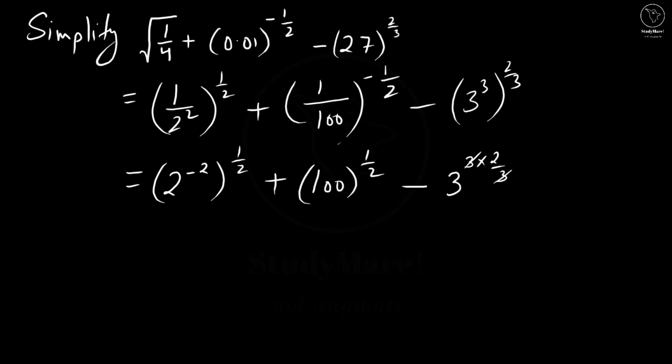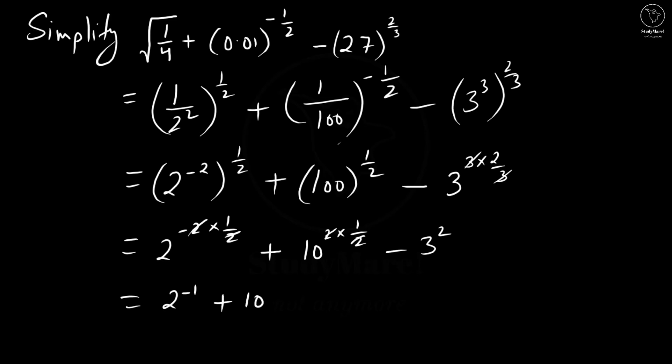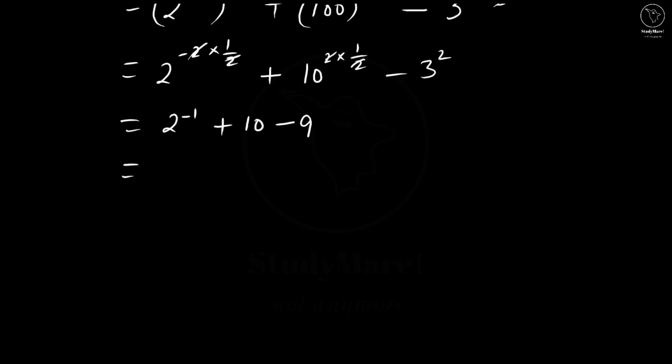In the next step, we get 2 to the power minus 2 into 1 by 2 plus 10 to the power 2 into 1 by 2 minus 3 to the power 2 by using the laws of exponents. In the first term, 2 cancels out 2. Same way, 2 cancels 2 in the second term also. Thus, we get 2 to the power minus 1 plus 10 minus 9, which equals 1 by 2 plus 1. Solving it further, we get LCM 2, and 1 plus 2 is equal to 3 by 2, and we are done. See how easy it was to solve this question as well.